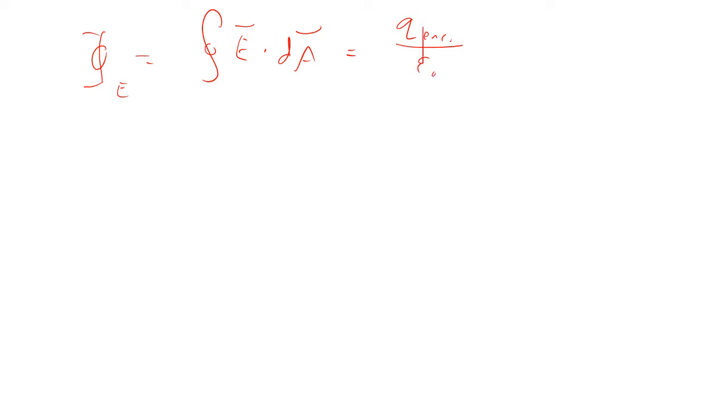Okay, and analogously, we didn't really mention it, but there's a magnetic flux. We barely mentioned this, and that's the integral of B dot dA, and that turns out to be equal to 0. Now, the integral of B dot dA is equal to 0 because there are no magnetic monopoles.